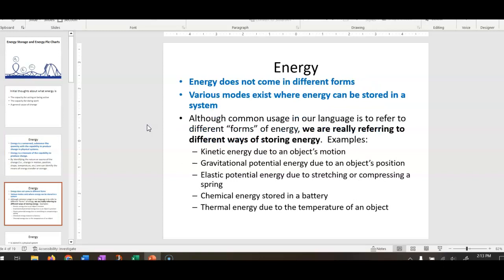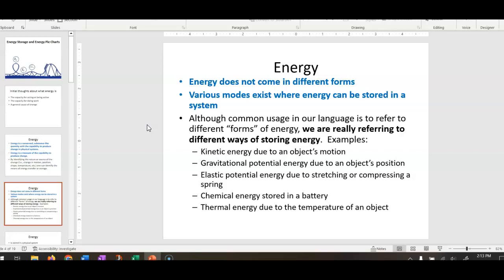Now, in our common language, we frequently refer to different forms of energy as if they were something different, right? We might talk about chemical energy in a battery, or nuclear energy, or things like that. But really, what we are talking about are different ways of storing energy. In fact, energy does not come in different forms. Energy is energy is energy.